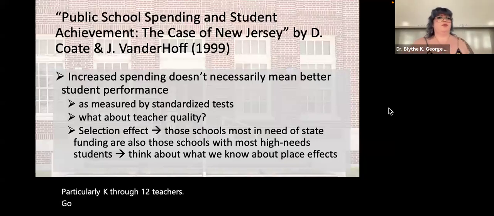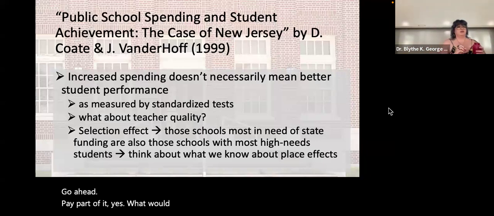Go ahead. Pay, part of it, yes. What would pay be connected to a little? So would you say we're paying people more or?